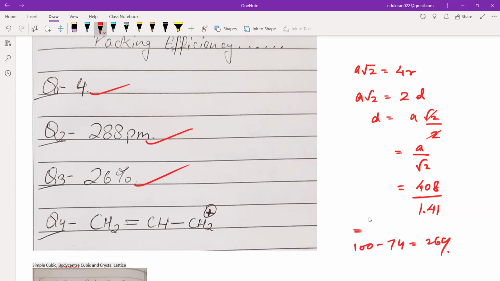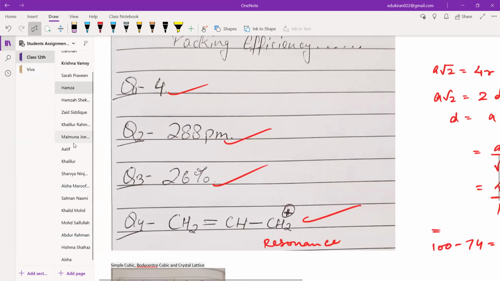Yeah, very good. So here we have resonance. That is why it is most stable. Correct.